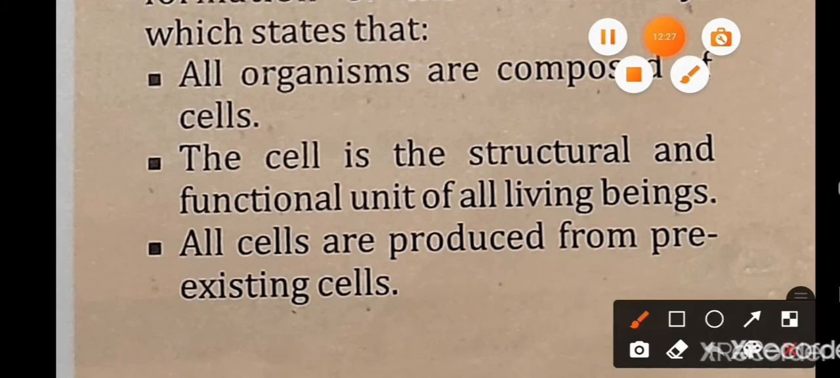All these scientists came to conclude and form the cell theory, which proves that all organisms, either plant or animal, are composed of cells. The cell is the structural and functional unit of all living beings. That is the smallest unit of life. And all cells are produced from pre-existing cells, the old cells, by a process called cell division.